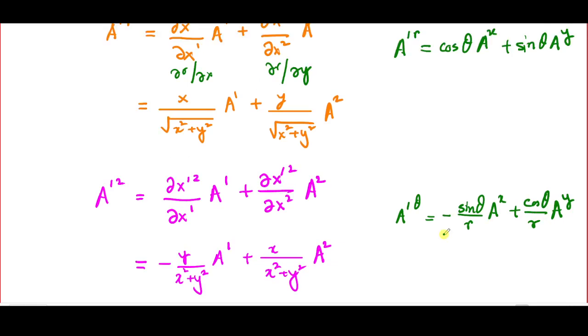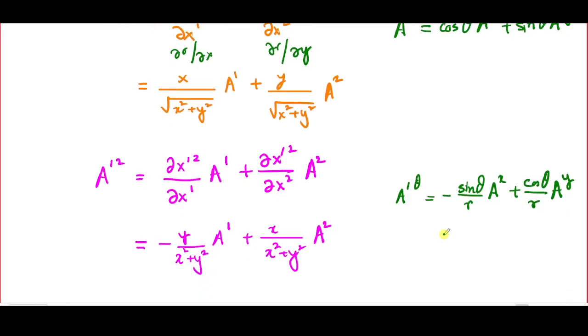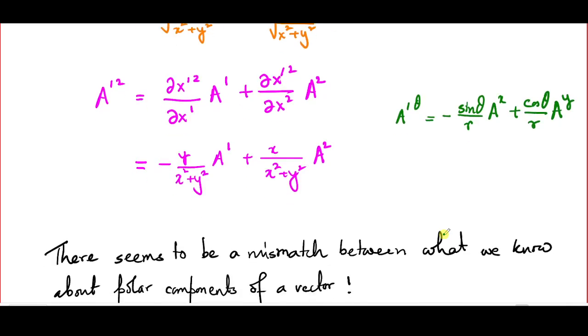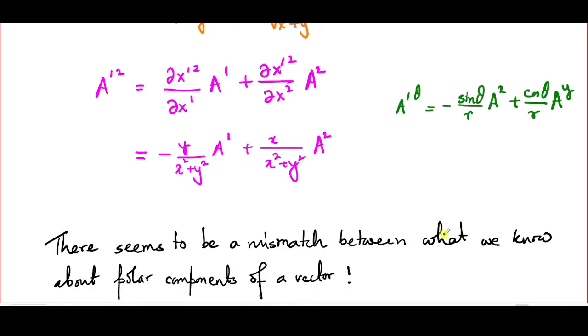At this stage, those of you who are familiar with polar coordinates will actually have seen something rather strange and disturbing. It seems that there is a mismatch between what we already know about polar components of a vector and what we have just now figured out.